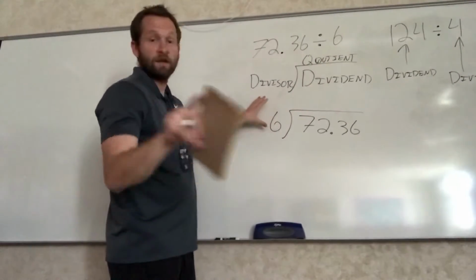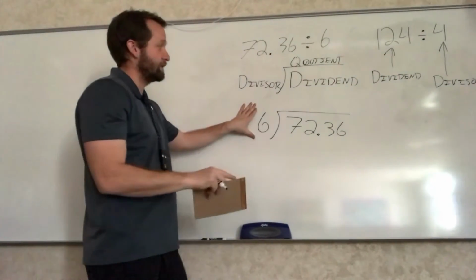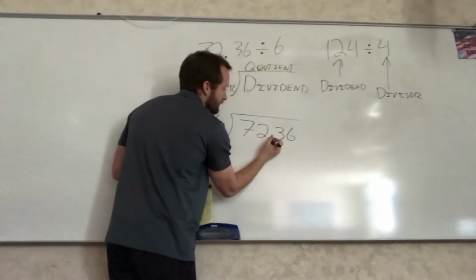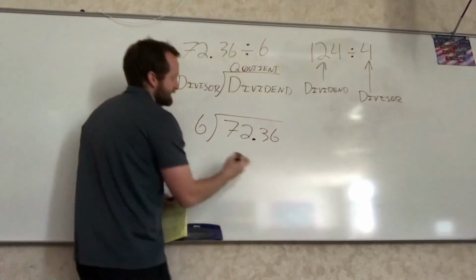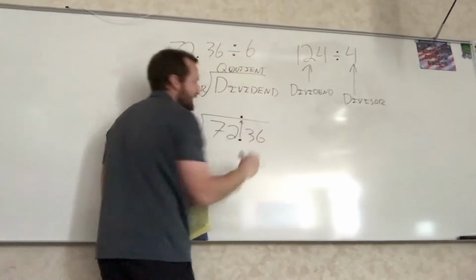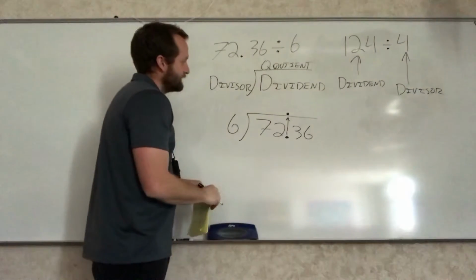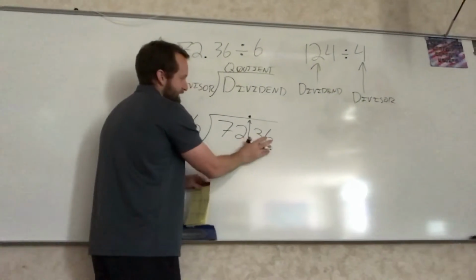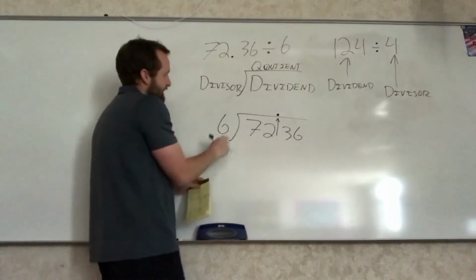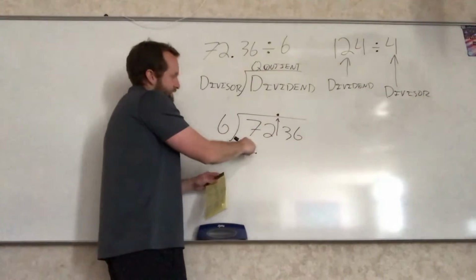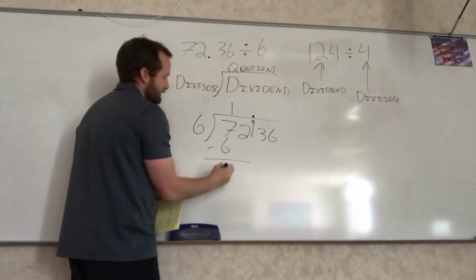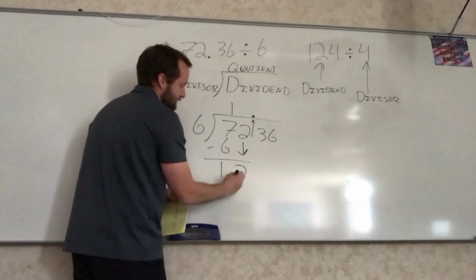If you remember, the very first thing we do, if there is a decimal in the dividend like we've got right here, is take that decimal and move it straight up into the quotient. Once we've done that, we can act like it's not there anymore and just divide this as if it was a whole number. So we'll say, does 6 fit into 7? It does once. We take away our 6. We have 1 left. Bring down our next number.